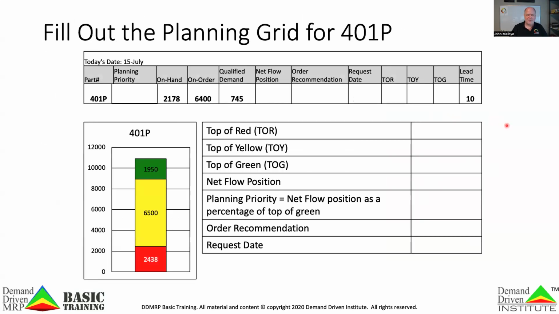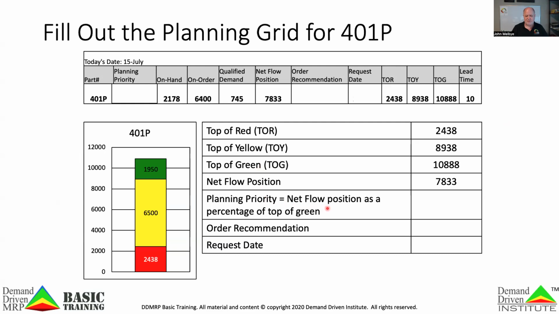If we look at a planning grid for DDMRP, for part number 401P, which means it's a purchase part, we look at the top of red at 2438, top of yellow at 8938, top of green at 10,888, and our net flow position becomes on hand plus on order minus the qualified demand, or 7833.